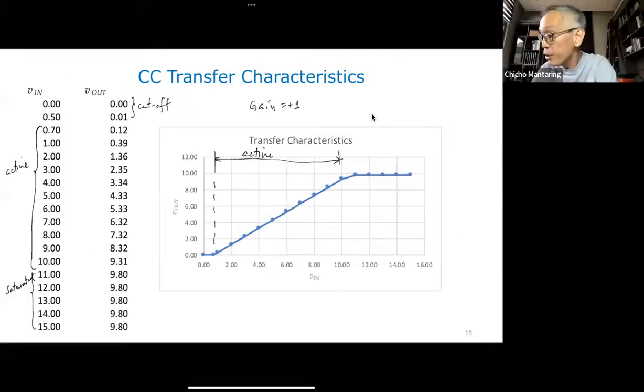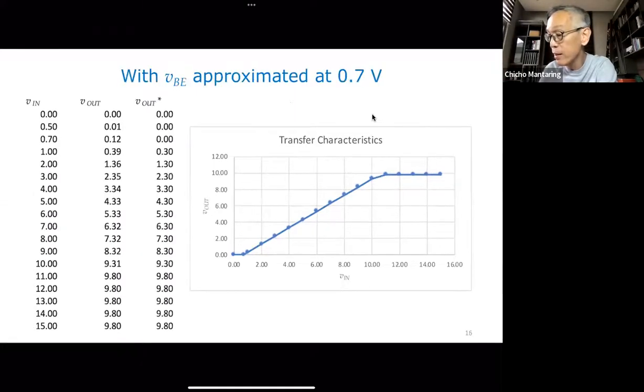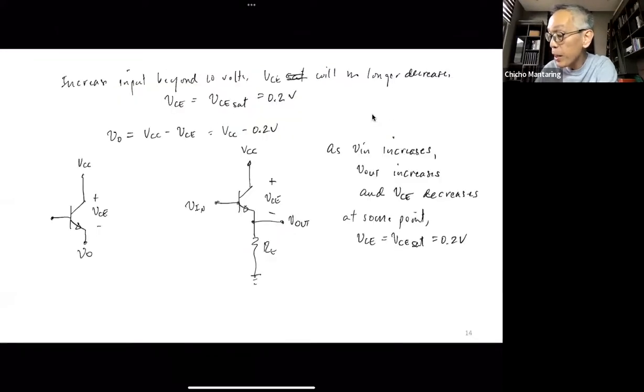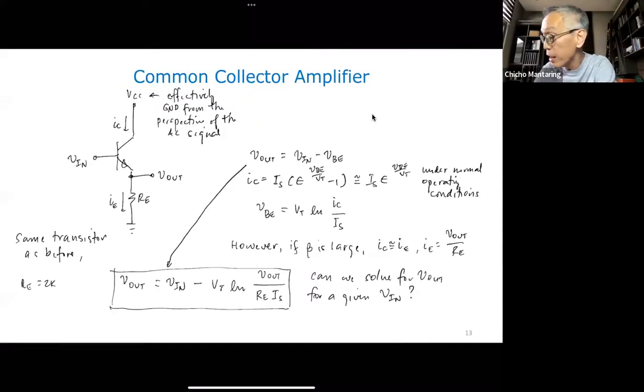Okay, so anyway, you see here that the gain is equal to 1. Now, I did something here. I used a different model of the transistor. In doing this calculation, I used the exponential model of the transistor. I used this particular model of the transistor.